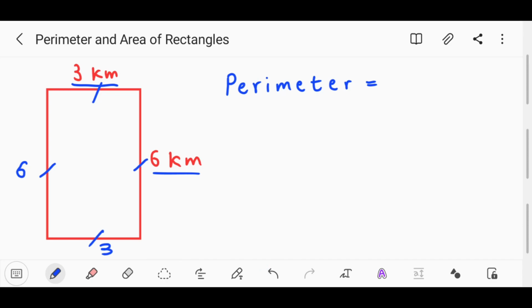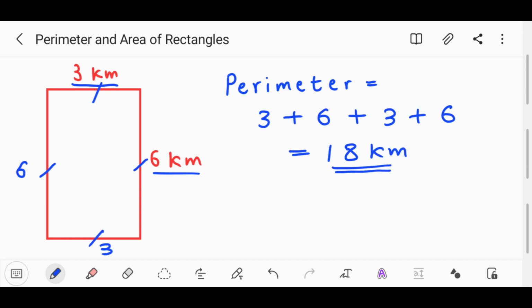So let's go ahead and add all the four sides. 3 plus 6 plus 3 plus 6. So 3 plus 6 is 9. 9 plus 3 is 12. And 12 plus 6 is 18. So our perimeter is 18 kilometers. Did you get this answer? Well done.